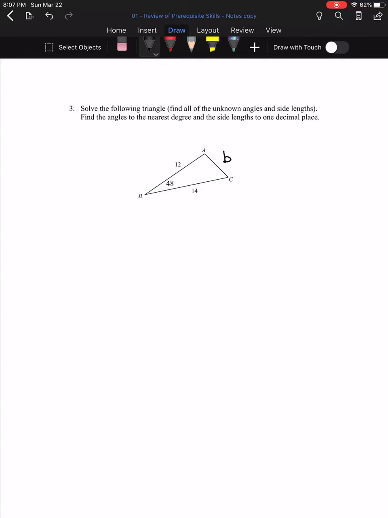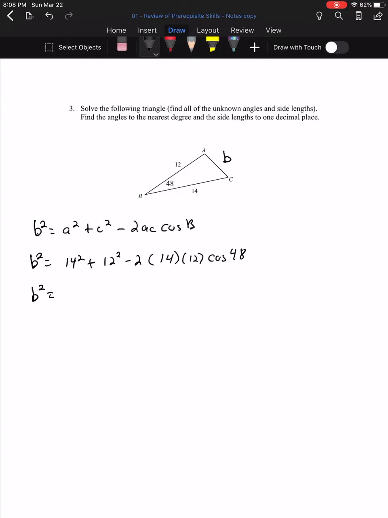The reason it's not a sine law is I don't have a matching angle inside, like B and B or A and A or C and C. That's when you'd use sine law. Here, cosine law, so it's B squared equals A squared plus C squared minus 2AC cosine B. So B squared equals 14 squared plus 12 squared minus 2 times 14 times 12 times cos 48.